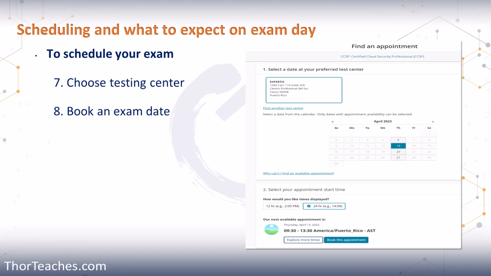Once you have chosen the test centers where you want to see the available dates, you click Next in the bottom right corner, and then you're going to get shown the calendar for that testing center when they have the next openings. You pick the date, the time, and then you click Book this appointment. You pay for the exam and you finish the sign-up.